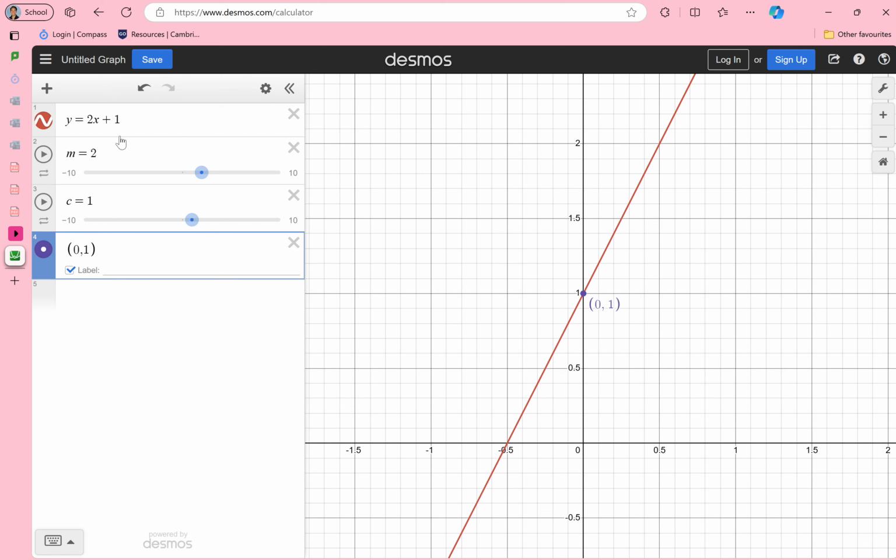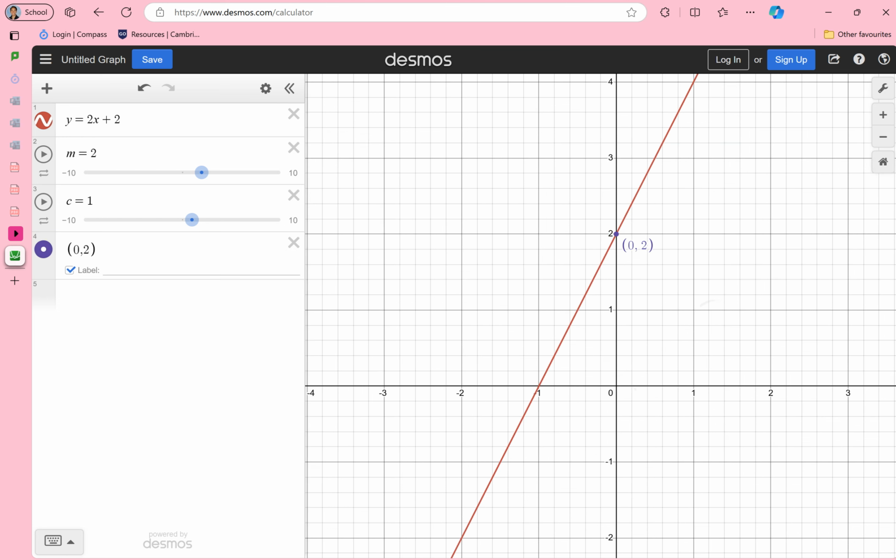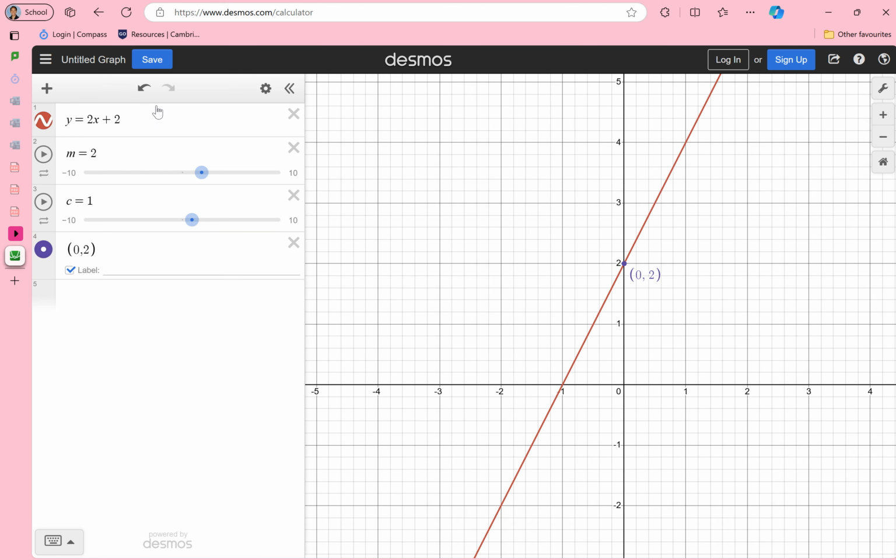So when you say c equals 1, see that number there, plus 1? That actually just tells you where the intercept is. If I change it to plus 2, you'll see that it's now at 0, 2. That's where it crosses the y-axis. All right. Now, let's have a look at m.